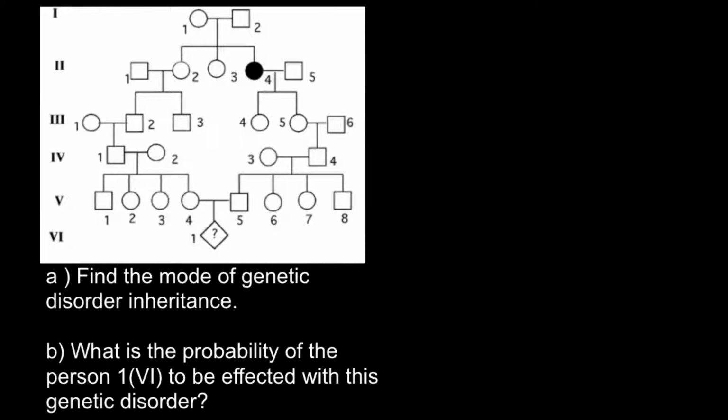Today we are going to answer two questions. First, we have to find the mode of genetic disorder inheritance by analyzing this pedigree. The second question is, what is the probability of person 1 in the 6th generation to be affected with this genetic disorder.